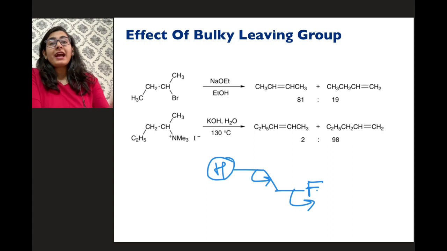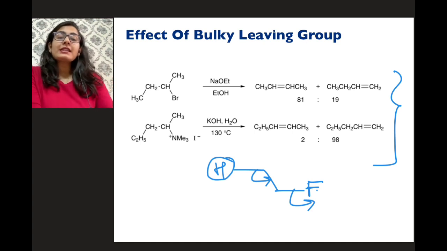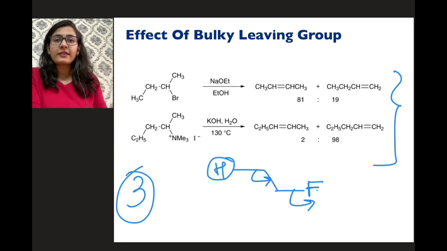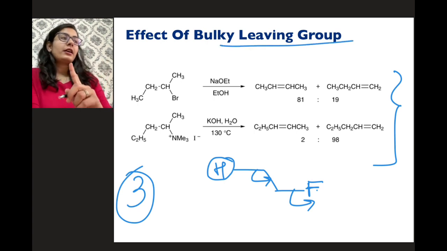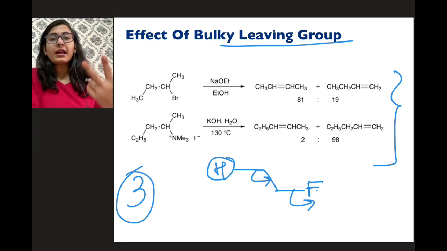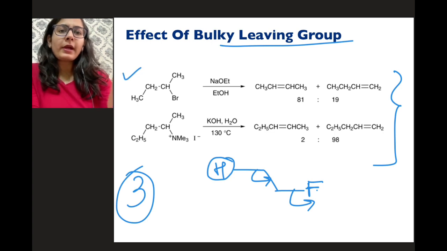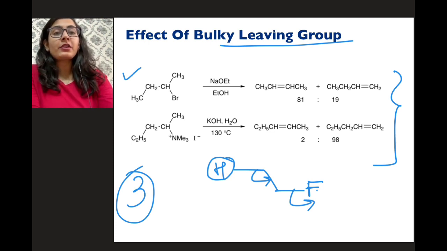Now here we have another very important example, and these examples are from Carruthers. This is factor number 3, how we are going to decide the Hoffman or Saytzeff product. Factor number 3 is the effect of the bulky leaving group. You have seen that the bulk of the base determines the product, and that the alkyl halide determines the product. Now we see the effect of a bulky leaving group. So if you have a simple alkyl bromide like this one, which is an unsymmetrical halide compound, it is going to give you elimination either from this hydrogen or from this hydrogen.